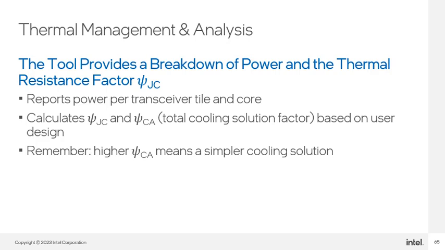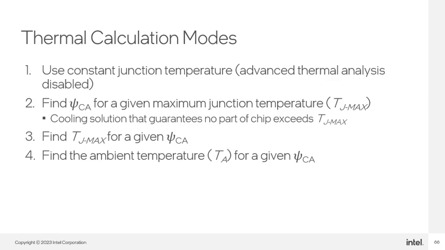Remember that the higher the psi-CA value, the simpler the cooling solution you need to implement to meet the thermal requirements of the design. The PTC supports 4 different modes for thermal and associated power calculations. The default mode is to use a constant junction temperature for all dies, which essentially disables the multi-die thermal analysis.